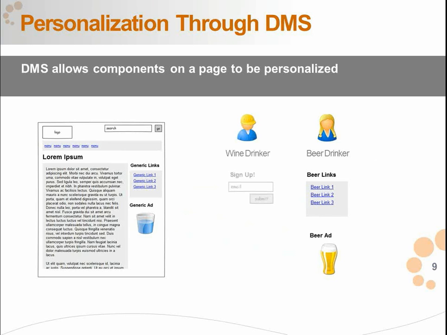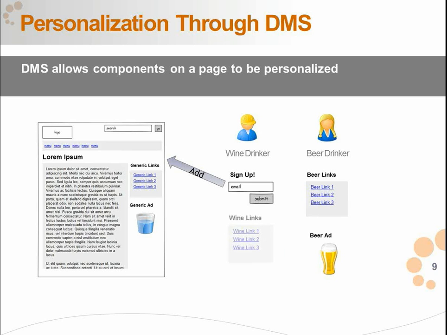Okay, and for our wine drinker, we want to add a completely new component to the page. So this sign-up form, we have plenty of beer drinkers that are signed up for the newsletter, but wine drinkers, for example, we want more wine drinkers. So we can add a brand new component if you are a wine drinker. So this is one point of DMS. It's not just about changing components, the existing components that are on the page. You can add brand new components as well.